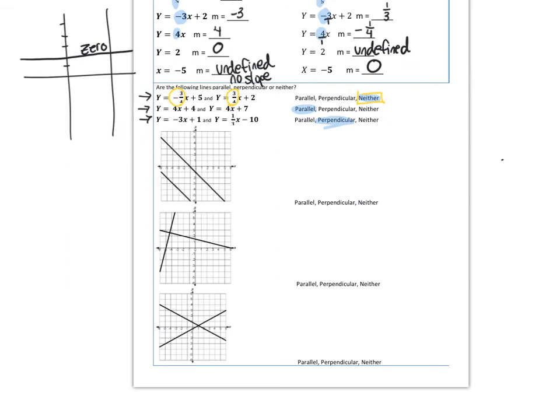What about looking at our diagrams here? Are these diagrams showing parallel, perpendicular, or neither? Well, the first diagram shows a pair of parallel lines. The next diagram shows lines that intersect at a 90-degree angle. They're perpendicular. And the third shows us lines that are neither. They intersect, but they're not perpendicular.